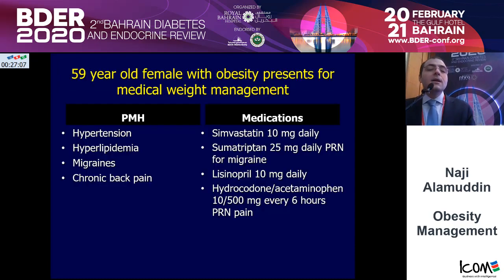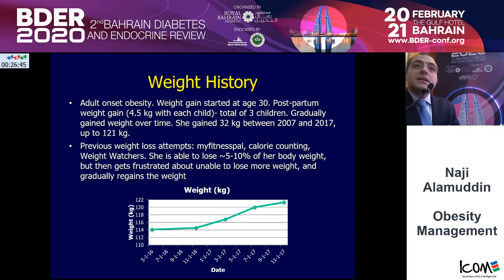So I'm going to briefly mention a case that I saw in Philadelphia around a year and a half ago. So she's 59. She came for medical weight management. She has hypertension, hyperlipidemia, migraines, and chronic back pain. She's on simvastatin, sumatriptan for her migraines, lisinopril, and pain medication consisting of hydrocodone as needed for her back pain. She has the typical story. So she started gaining weight gradually over time. She gained weight with each of her children. And basically from 2007 to 2017, she gained a total of 32 kilograms.